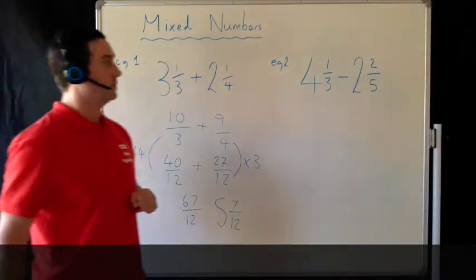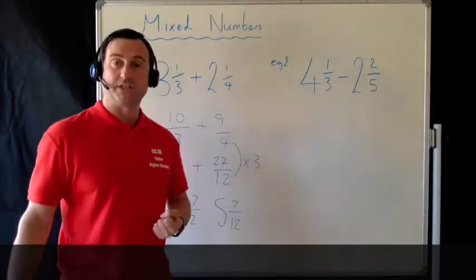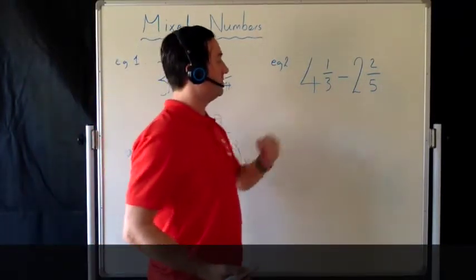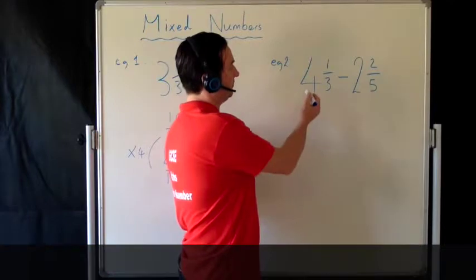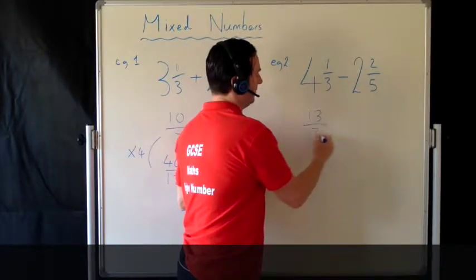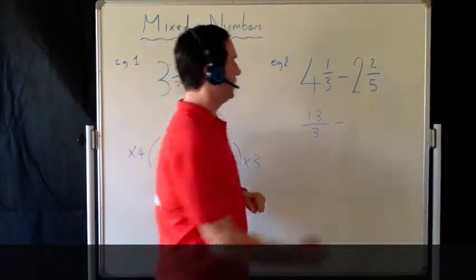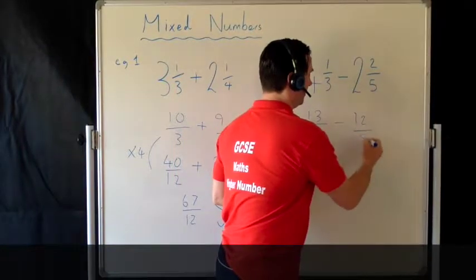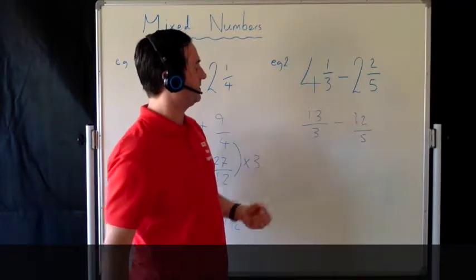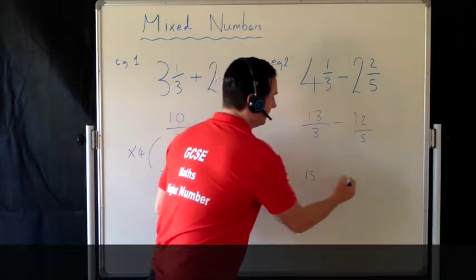For the second one, we've got a subtraction, but the process is exactly the same, apart from the fact that at the end we take them away rather than add the numerators together. So let's change them into improper fractions first of all. 4 times 3 is 12, plus the 1 is 13 over 3. And then the second part, 2 times 5 is 10, plus the 2 is 12 over 5. Of course, here our denominators are different. We need to make them the same. So these both go into 15.